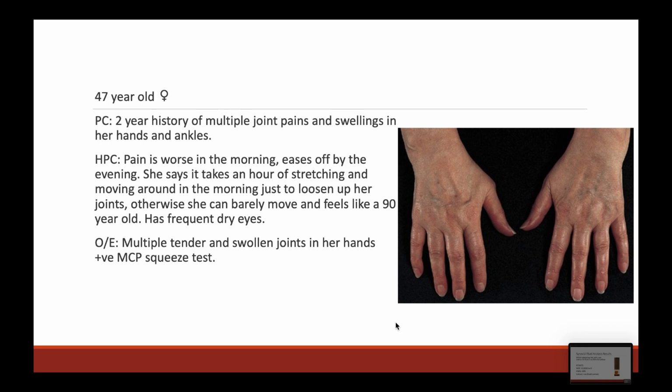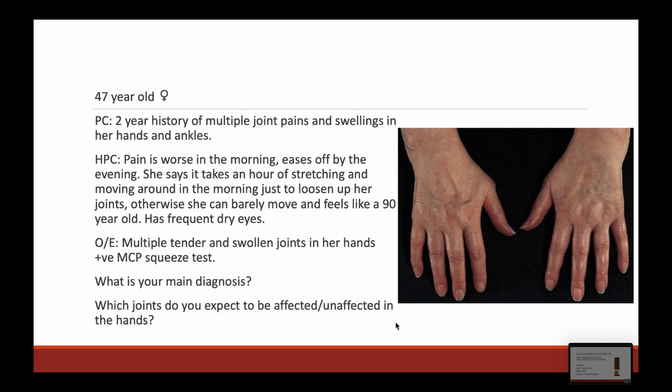Another word for dry eyes is keratoconjunctivitis sicca, where you get dry eyes as well as a decrease in production of tears. DIPs are normally unaffected, therefore the MCPs are more likely to be affected. So what would be your main diagnosis in this case? And which joints do you expect to be affected? Again, have a moment to think about it.